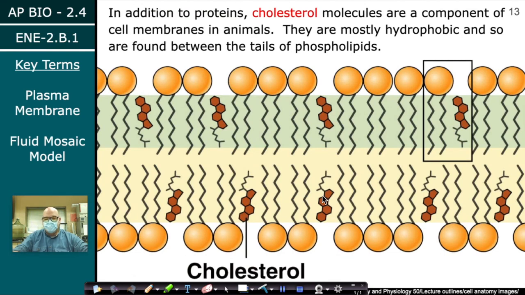Now there are certain proteins that usually poke out of each end or one of the ends like an iceberg, okay? But cholesterol, this is a really important idea here. Cholesterol molecules are found in animals, and cholesterol is hydrophobic. So where's it going to be if it's hydrophobic? Well, it's going to be in the hydrophobic region.